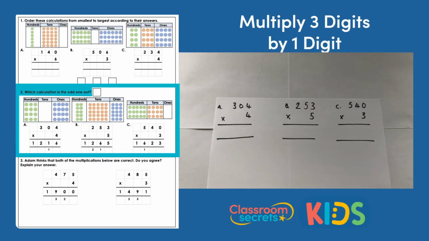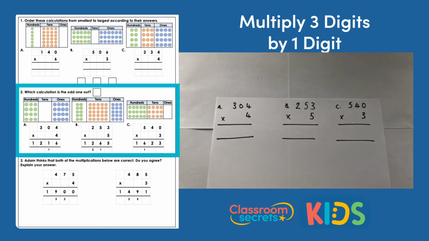Question 2. Which calculation is the odd one out? Now, you have the place value charts, and you have 3 calculations. The answers have already been put in. I've written out the calculations again without the answers because I suspect we might need to do some correcting of the maths here. So we're going to work out the answers to each of the calculations, see if that tells us which is the odd one out.